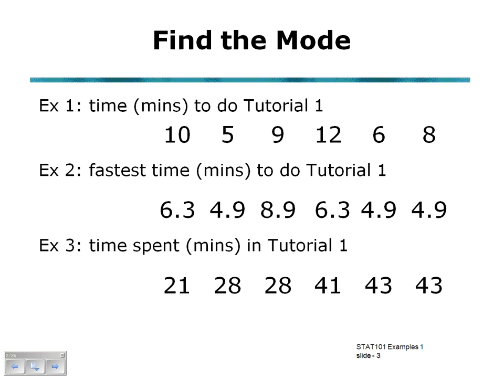So let's go into our example, and the first one we've got is the time in minutes to do tutorial 1. So looking at our data set, have we got no modes, have we got one mode, or have we got more than one mode? There's no value that occurs more than once in our first little data set. So in example 1, the time in minutes to do tutorial 1, there is no mode.